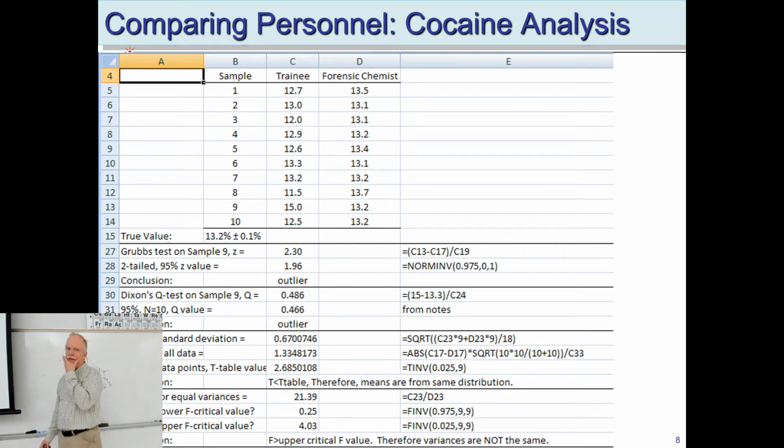One thing that we haven't addressed in all of this: why 10 samples?